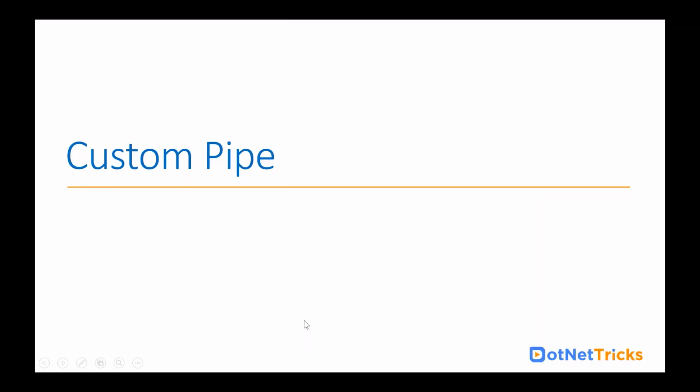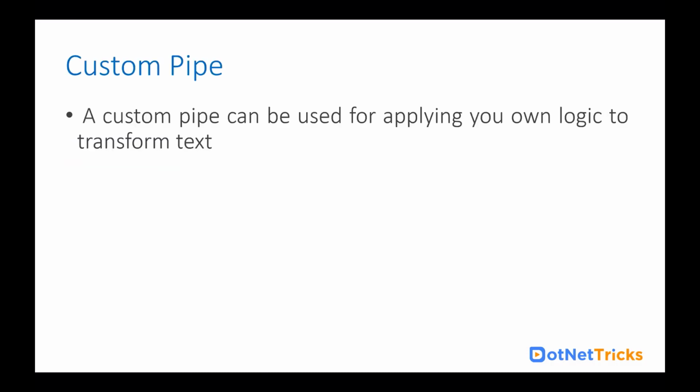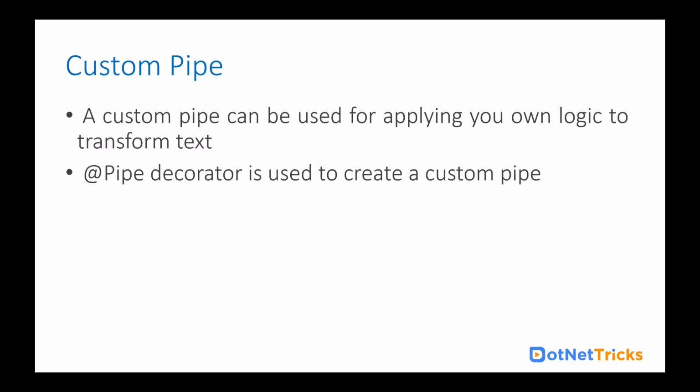Custom pipe. In Angular, you can create your own custom pipe as well for text transformation. A custom pipe can be used for applying your own logic to the text transformation. Sometimes it might be the case that you want to write your own logic for the text transformation, so with a custom pipe, you can do it. The @Pipe decorator is used to create a custom pipe.